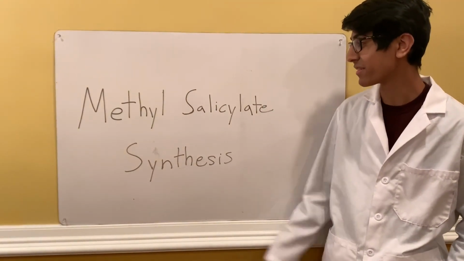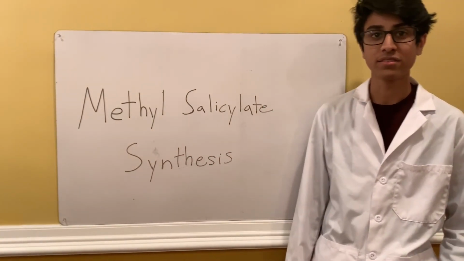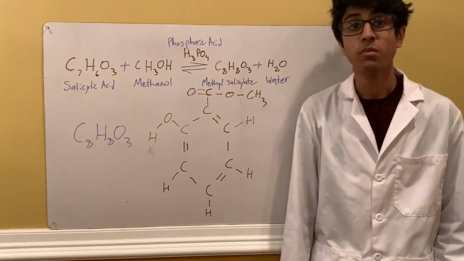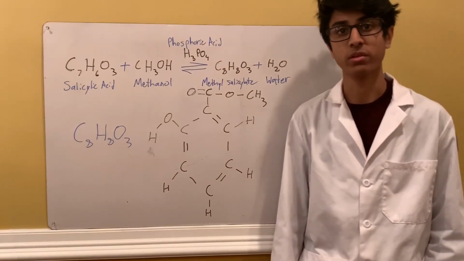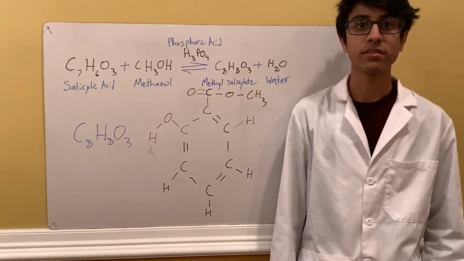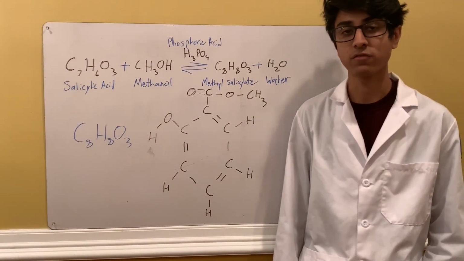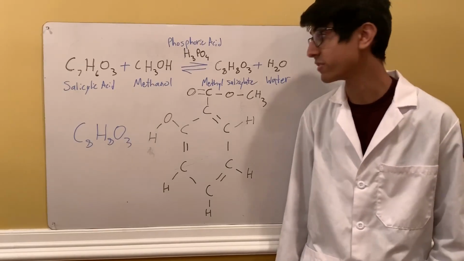Today we're going to be synthesizing methyl salicylate from salicylic acid and methanol. Methyl salicylate is a colorless and viscous liquid that's found in many species of plants. It's commonly used as a flavoring agent and as a fragrance due to its minty smell and taste.